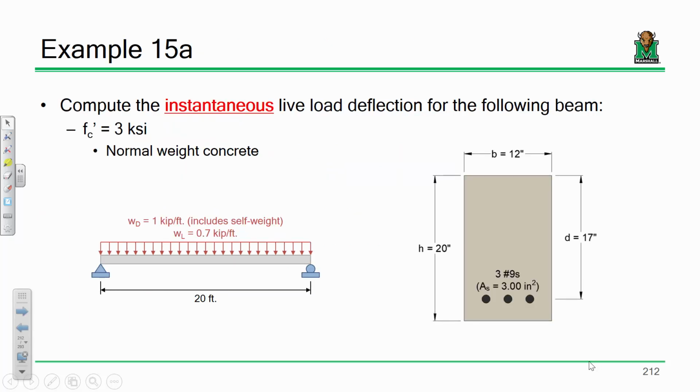And we talked about that last time, how more moment equals more cracking. So you can't really quantify how much cracking comes from just the live load. All you can do is do both and take the difference.